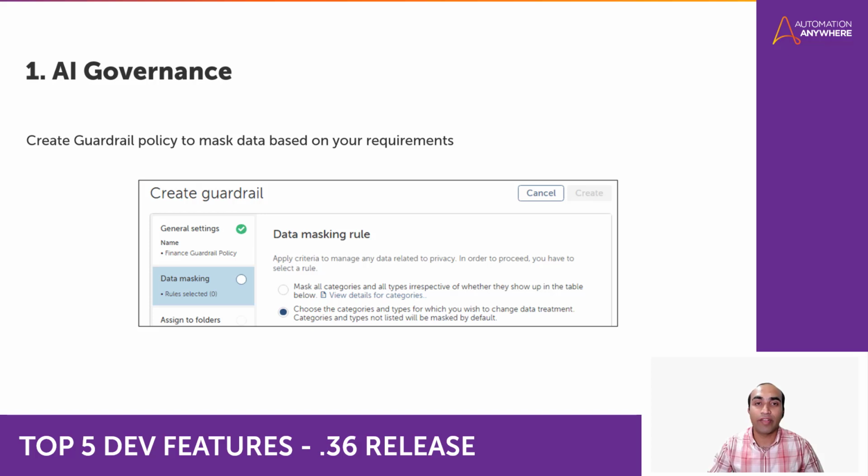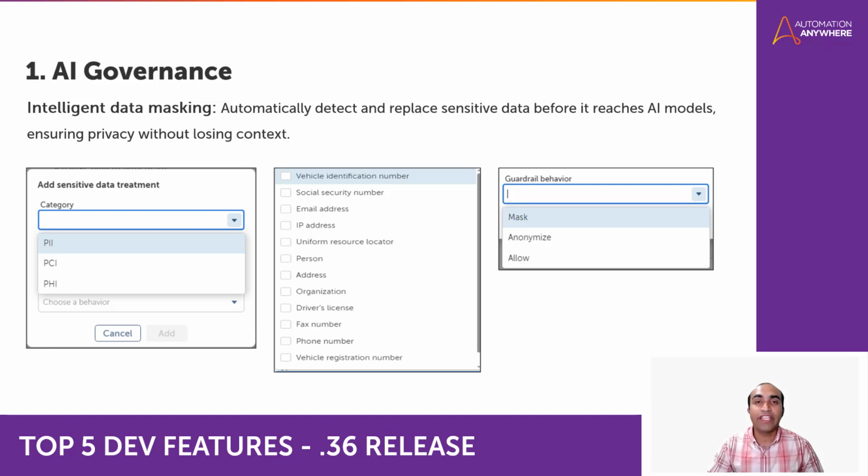Now, you have got the flexibility to create guardrail policies that fit your needs. You can choose to mask all data categories or just pick and choose the ones which you care about. It's totally up to you. With data masking, you are in full control.